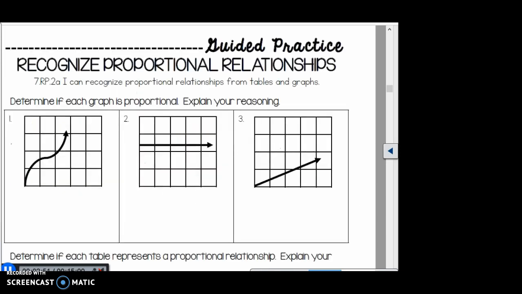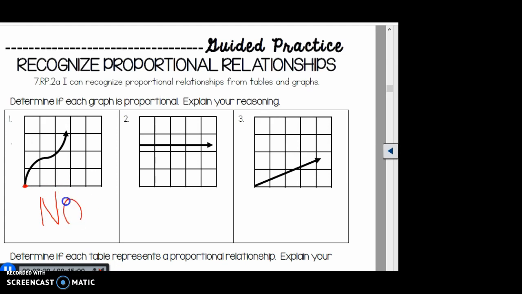Okay, this time I have some helpers to help me. Number 1, Rocco. What do you think about number 1? Is it proportional? What are the two things we're looking for? It has to be on the origin. On the origin. It is on the origin, so that's good. What else does it have to do? Do you guys remember from the videos I just made? It has to be straight. Is that line straight? No. So put a big N-O there.